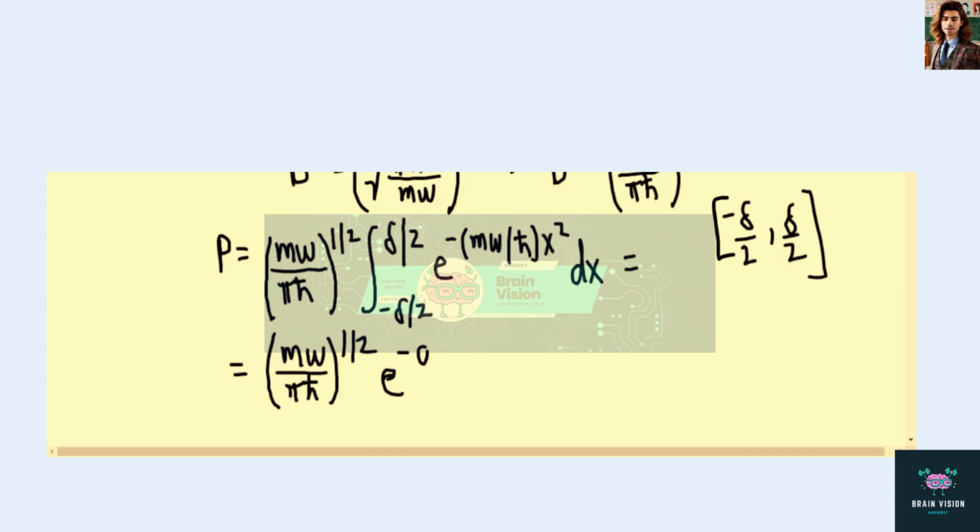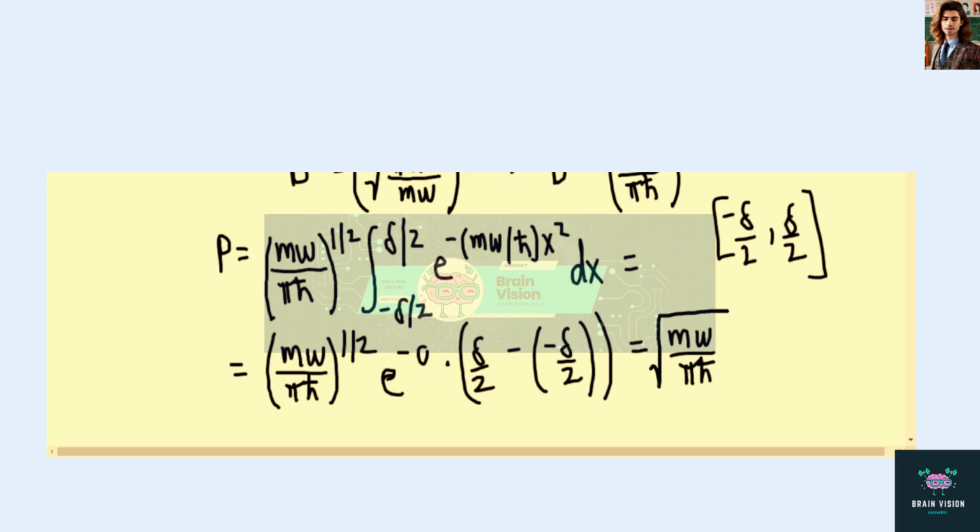And now we need to multiply this by the length of the interval. So that will be delta over 2 minus negative delta over 2. And that gives us a total length of delta. So now what we have is m omega over pi h bar, and we can go ahead and place this under a square root, times delta. And that is the probability that we want. And that is the final result.